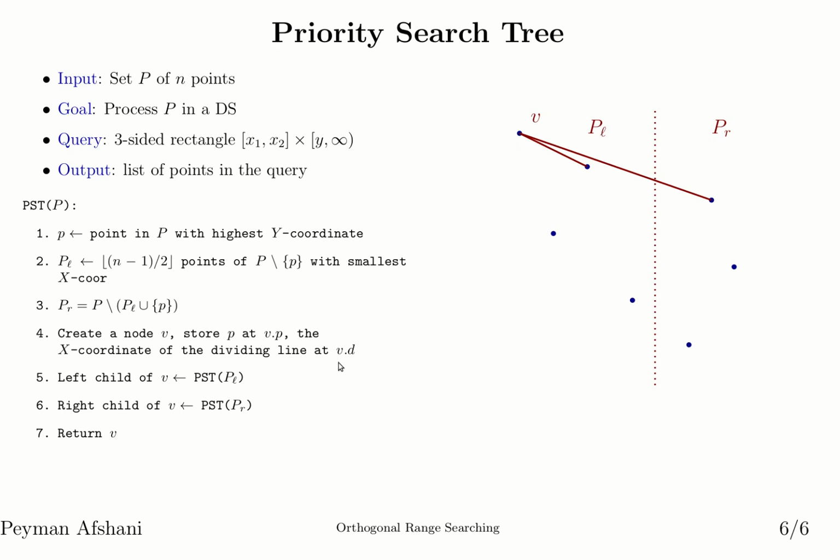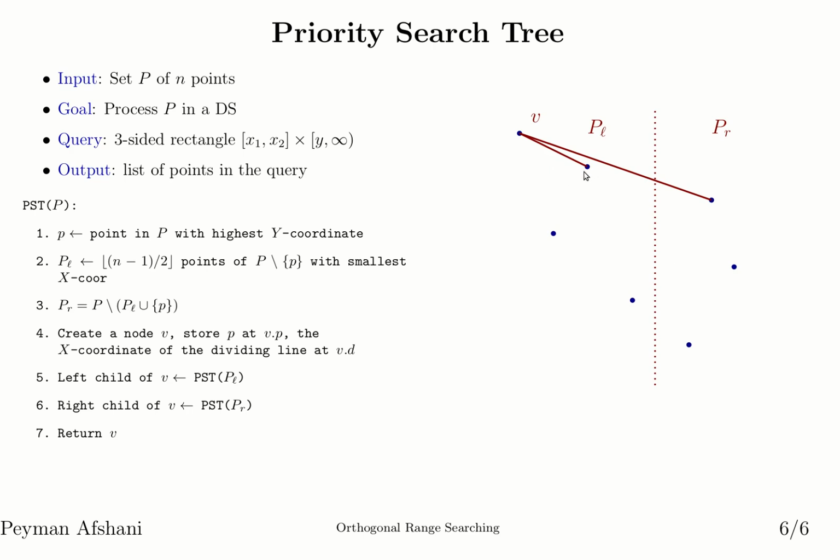You store the dividing line VD that is used to divide the points in half. This VD could be an x coordinate that is between the largest x coordinate of PL and the smallest x coordinate of PR. And then you recurse on the left side and on the right side of this dividing line. So the highest point in PL will be the left child of V, and the highest point in PR will be the right child of V. And then the construction continues recursively.